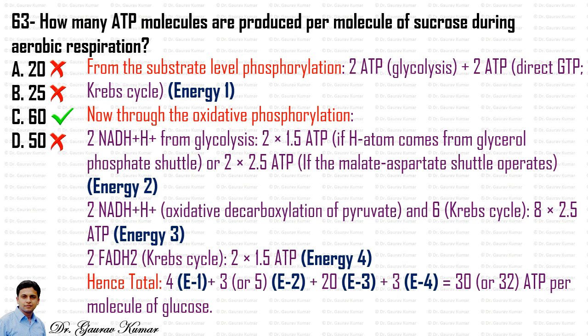Now since sucrose is made up of glucose and fructose, and fructose is converted into glucose in gluconeogenesis, another glucose molecule will be available from fructose. So if one molecule gives 30 or 32 ATP, then two molecules of glucose will give 60 or 64 ATP. Hence the answer is C, 60 ATP.